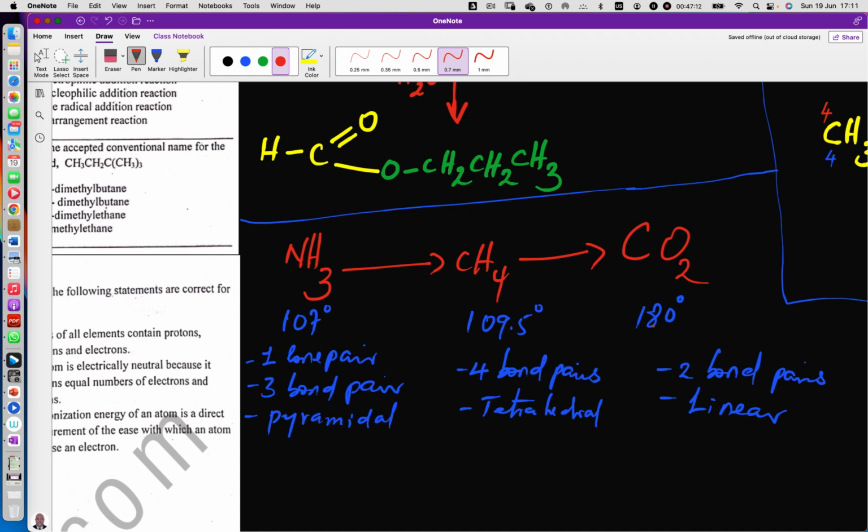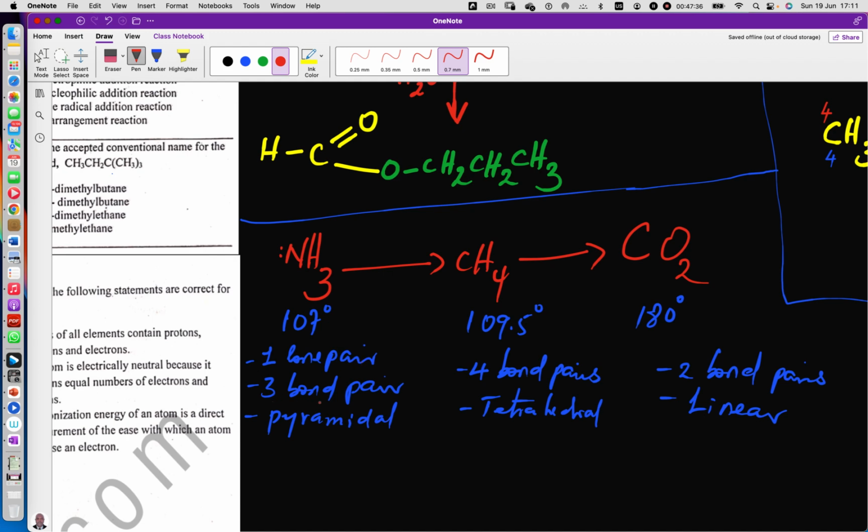Now, what is causing this shape? Because ammonia has one lone pair of electrons, that is what is giving ammonia this bond angle. There is repulsion, and it has one lone pair of electrons. And how many bonding pairs of electrons are there? We have 3 hydrogens, so there's a bond here, a bond here, and a bond here. So one lone pair of electrons and 3 bonding pairs.